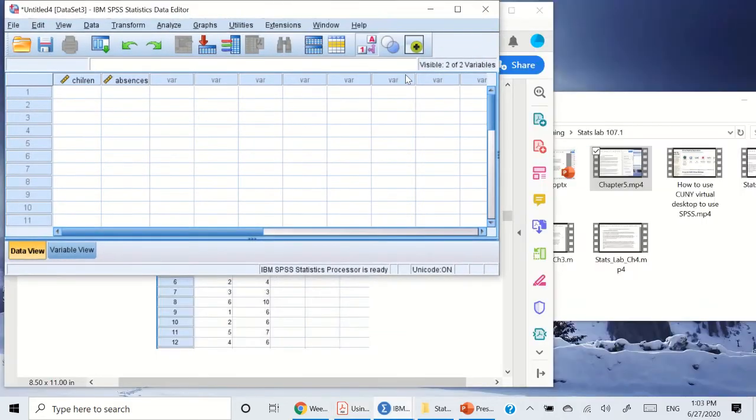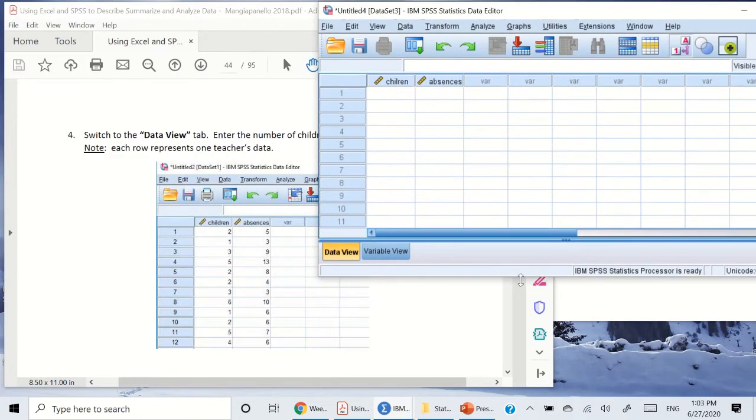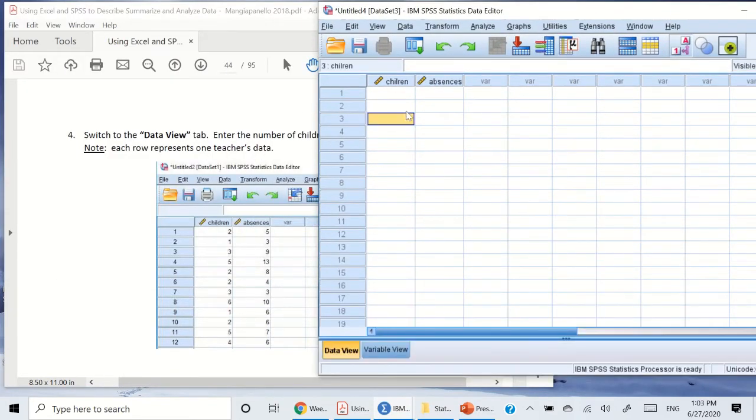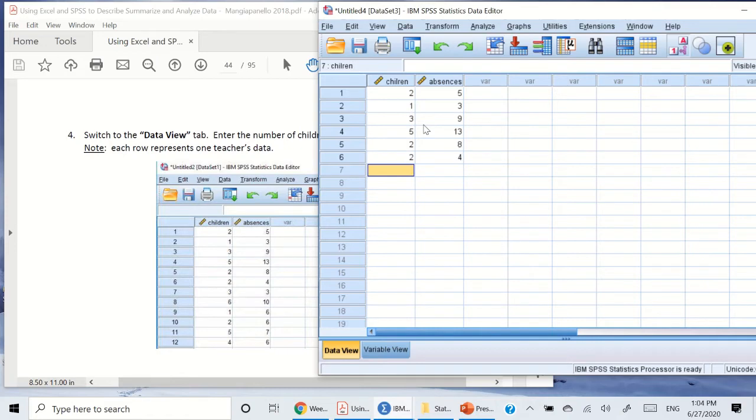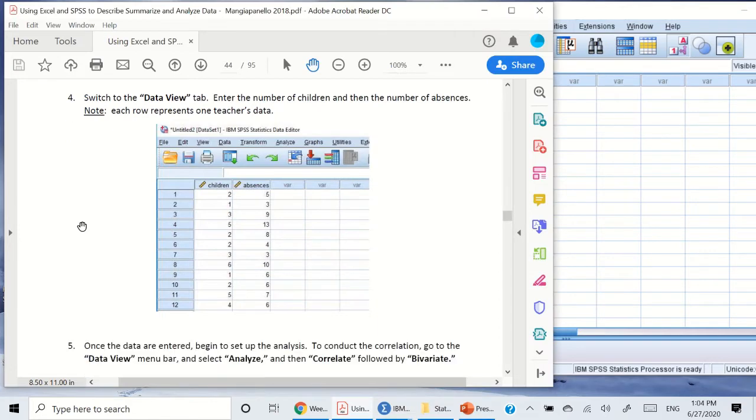Okay, let me put this like this so I can just copy it over without that much talking back and forth. All right, 2, 5, 1, 3, 3, 9, 5, 13, 2, 8, 2, 4, 3, 3, 6, 10, 1, 6, 2, 6, 5, 7, and 4, 6. All right, now all the data are entered.